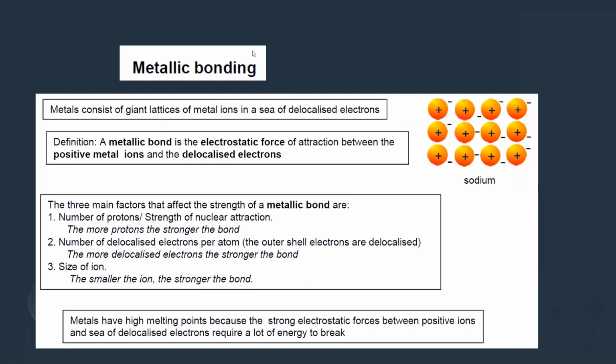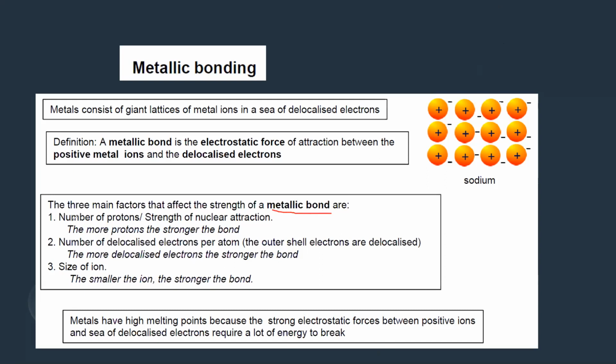Then what is a metallic bond? The bond which is formed by electrostatic attraction between the positive ions and the free or delocalized electrons. Metals have a structure, a layer or lattice of positive ions and free electrons. And there are 3 main factors that affect the strength of a metallic bond.